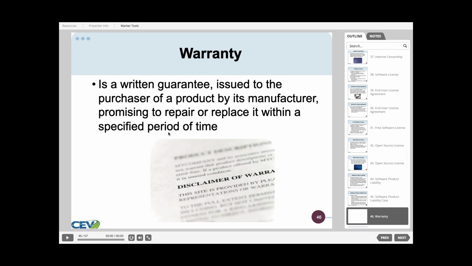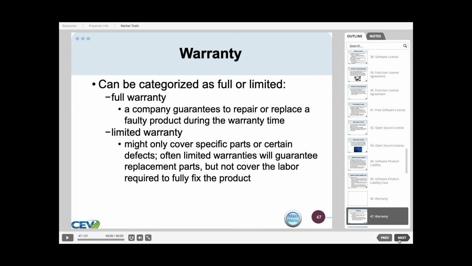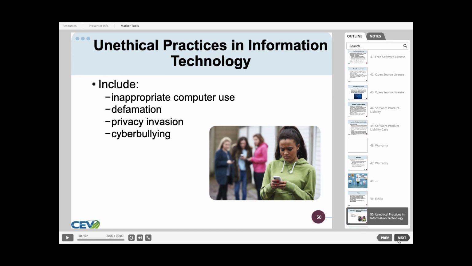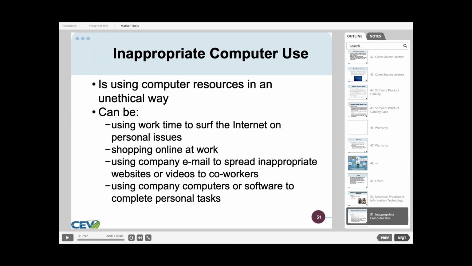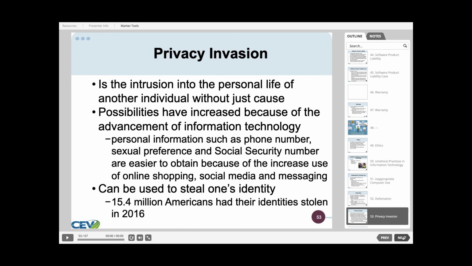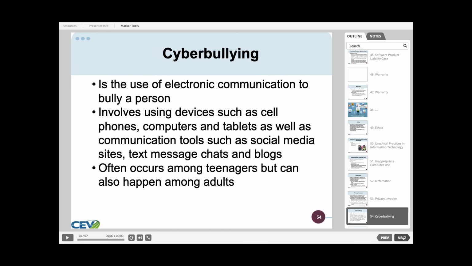Just Google planned obsolescence. Google planned obsolescence, please. So here's some ethics, and right here, they look happy, she looks sad. Bullying, inappropriate computer use, cyberbullying, don't do it. See something, say something. Use of the computers here: don't use company email to spread inappropriate websites, and don't use company computers to complete personal tasks. So get your classwork done first. Defamation, invasion of privacy, cyberbullying, don't do it.